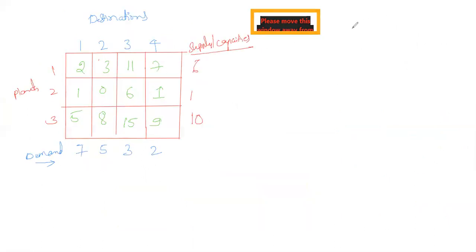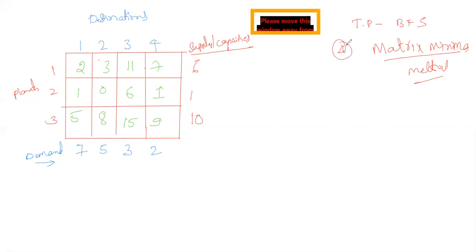Similarly, the next is, for a given transportation problem, find out the basic feasible solution using the matrix minimum method. So this is the fourth method, the matrix minimum method. In this matrix minimum method, what it says is, completely select the complete cost matrix, and wherever the minimum is, make the allocation there and keep going.